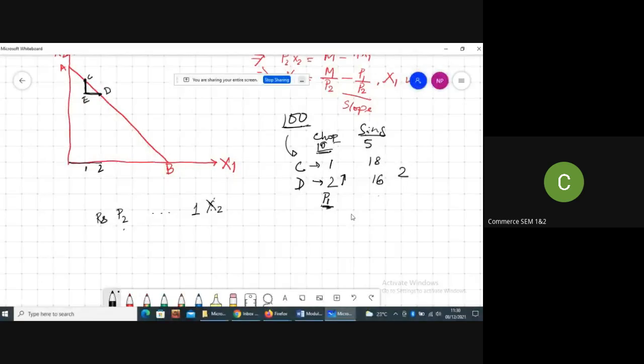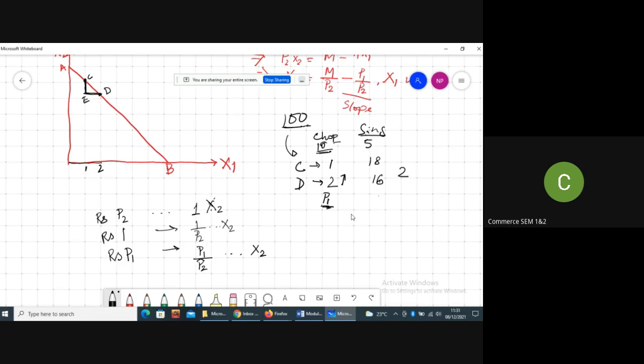Now if you spend 1 rupee on samosa, how much amount of samosa will you get? 1 by P2 amount of X2. Yes, sir. Okay. Now if you want to spend P1 rupees on samosa, how much amount of samosa will you get? P1 by P2 amount of X2. Yes, sir.